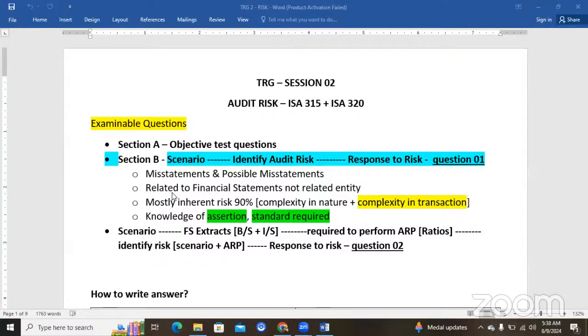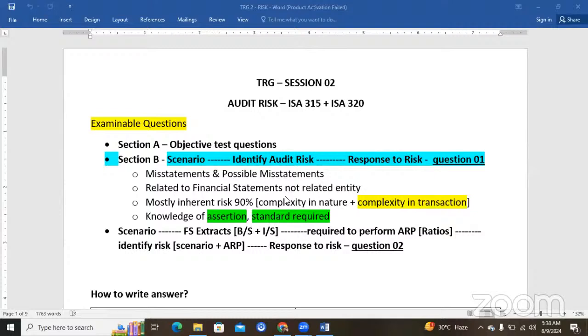Most of these problems, either misstatements or possible misstatements, are related to financial statements, not related to the entity. That's how business risk is different from audit risk. If you choose Advanced Audit and Assurance, I'll teach you business risk. Some students, when writing answers, write from the organization's perspective. The examiner has clearly said students should not write business risk instead of audit risk. Audit risk is the risk arising in the financial statements, the subject matter.